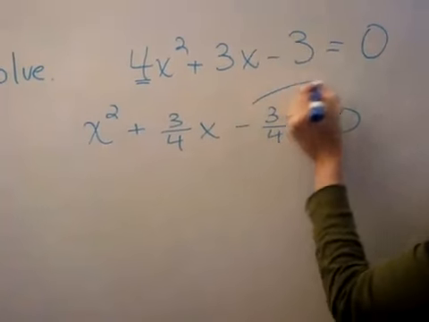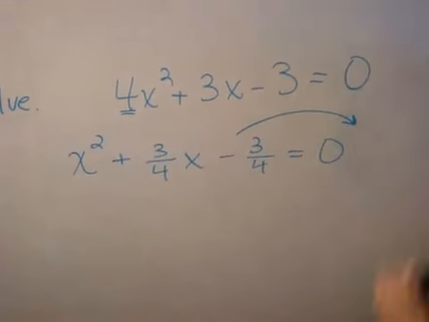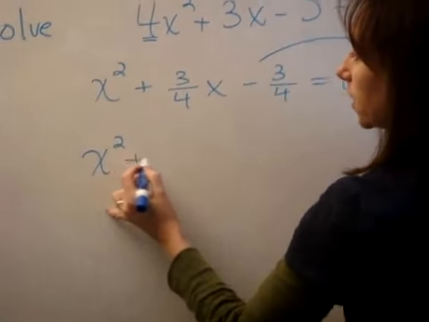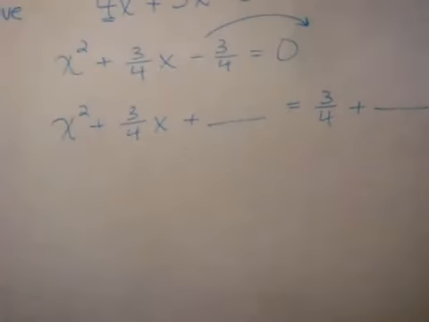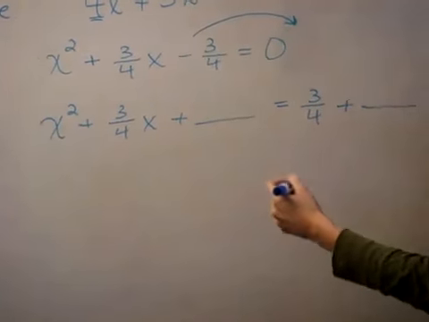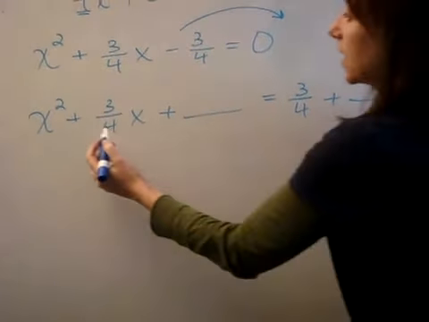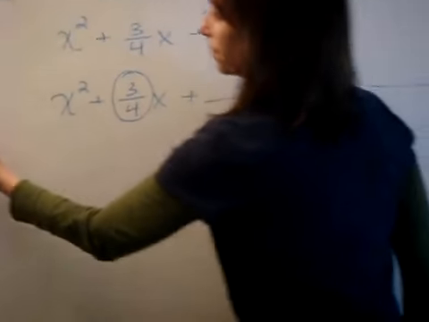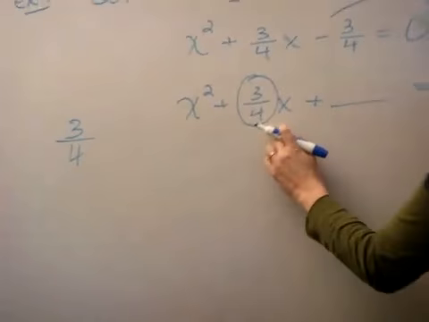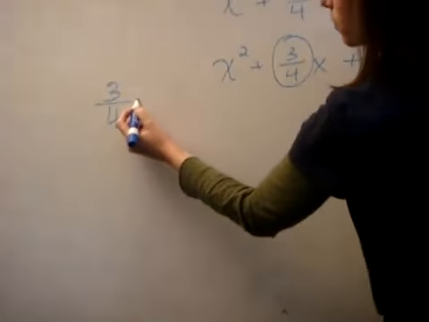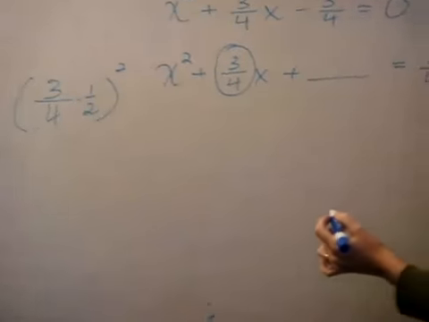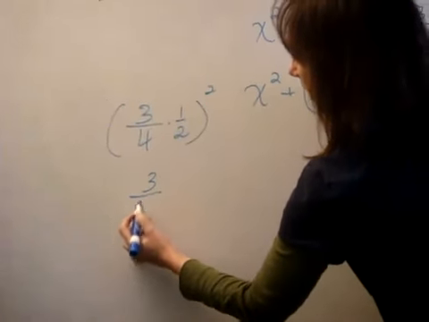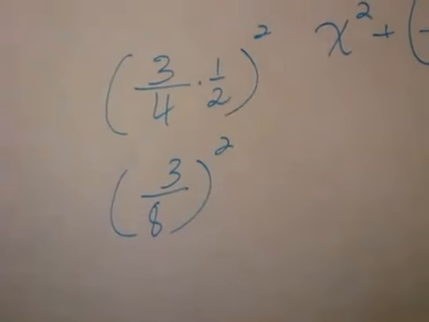First thing you need to do is take the non-perfect square term to the other side. So we're going to get x squared plus 3/4 x plus something equals 3/4 plus something. We add it to both sides to keep our equation balanced. Now in order to complete the square, we take the coefficient of the x term, we divide it by 2, which is the same thing as multiplying by a half, and then we square it. So in this case, we're going to get 3/8 squared, and that's going to be what we put in here.